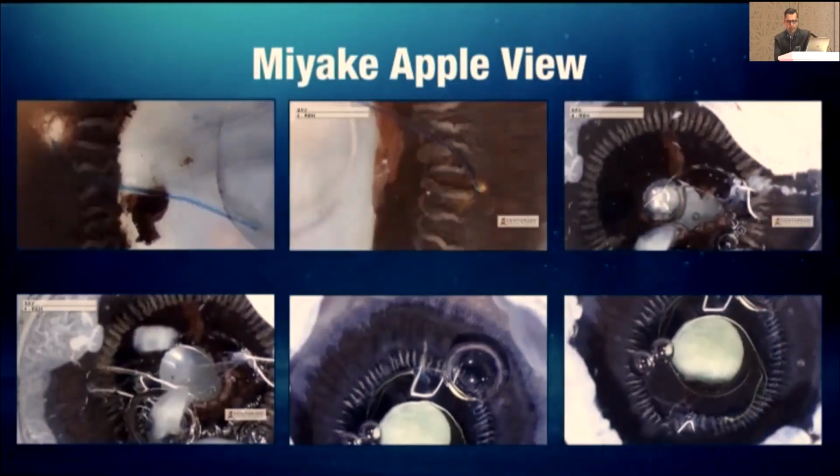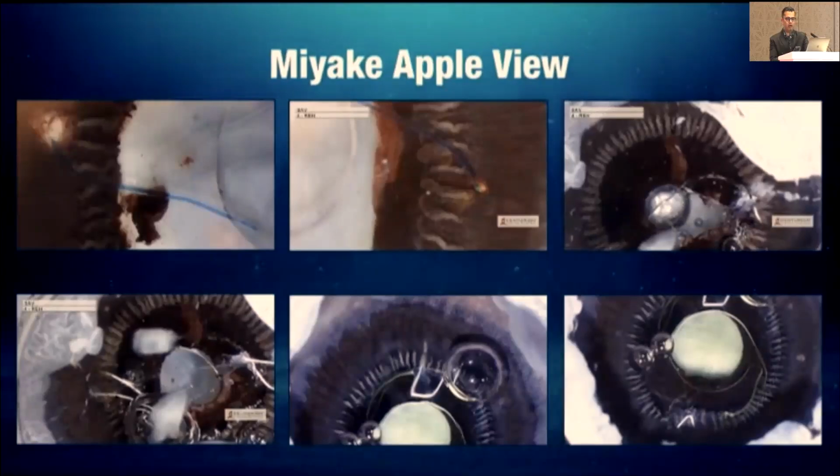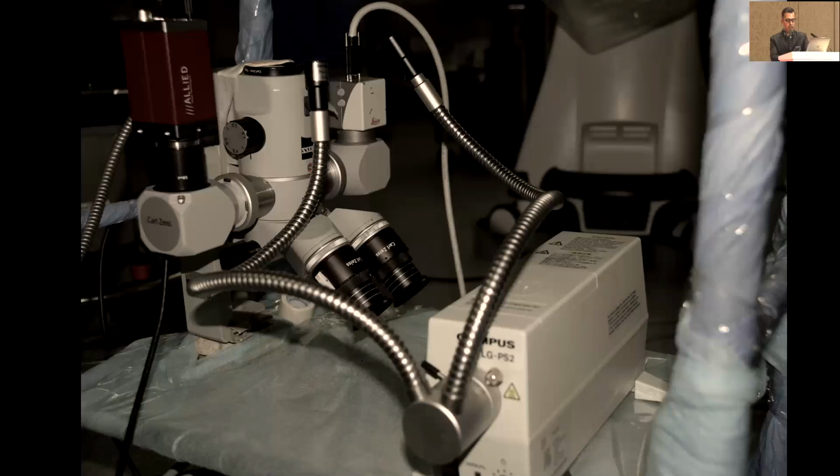But sometimes you have patients where the bag is compromised or not there, or patients with aphakia, or if you cause an iatrogenic complication. And sometimes when we place these lenses, we really don't know what's happening behind the iris, and we don't know what tissues we are manipulating. So we decided to create our own version of a Miyake Apple View in our clinic.